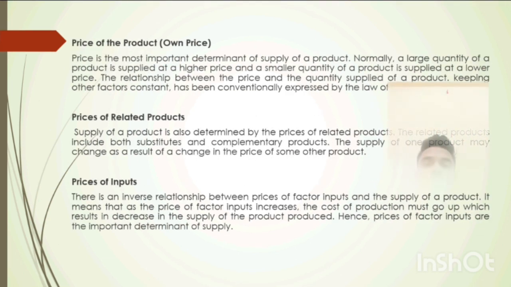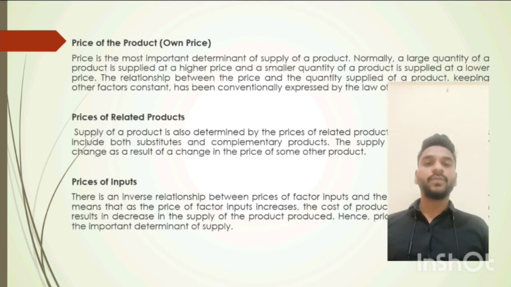So now we see factors affecting the supply. First one is the price of the product. Price is the most important determinant of the supply of a product. Normally, a larger quantity of a product is supplied at a higher price and a smaller quantity is supplied at a lower price. We take the example of the onion. Suppose the price of the onion is high, at that time the seller supplies more onions in the market, and when the price of the onion is low, the suppliers supply fewer onions in the market.